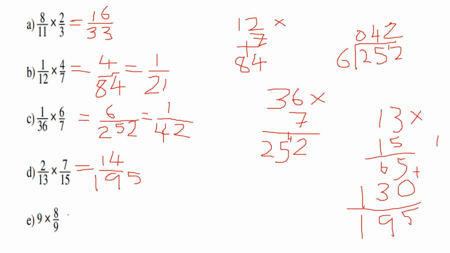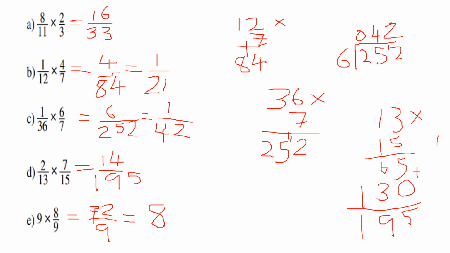For part E, this one's slightly trickier. I've got a whole number times a fraction. All I do here is I times the whole number by the numerator and I keep my denominator the same. Okay, so I do 9 times 8, which is going to be 72. So it's 72 ninths. Now that actually simplifies to the whole number 8. So my answer to part E is just equal to 8.